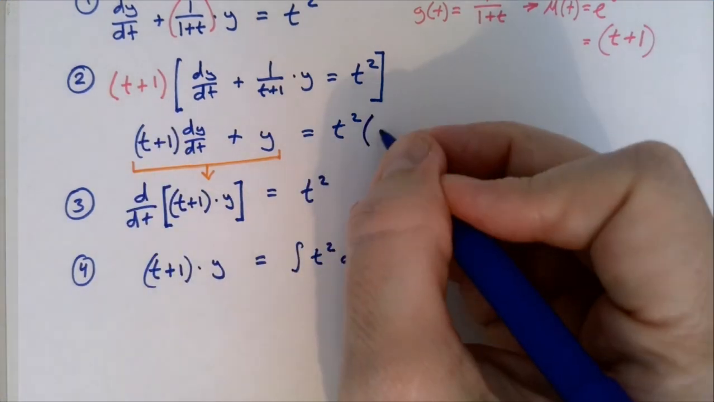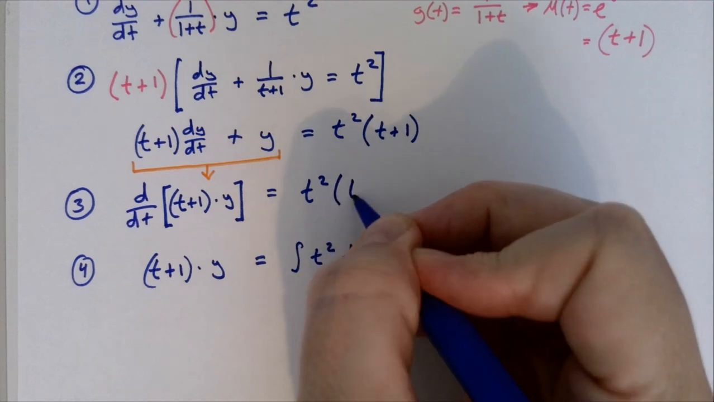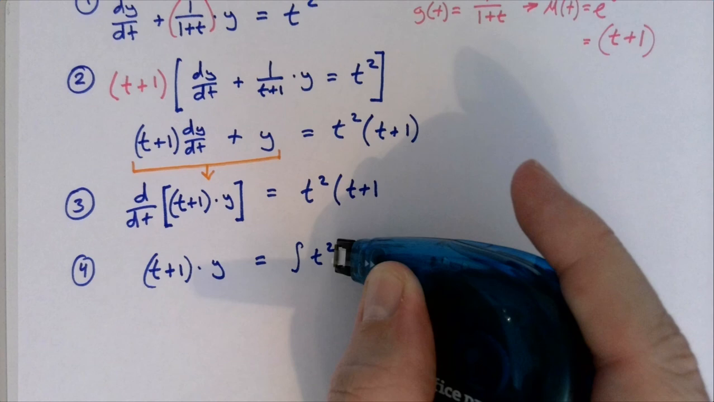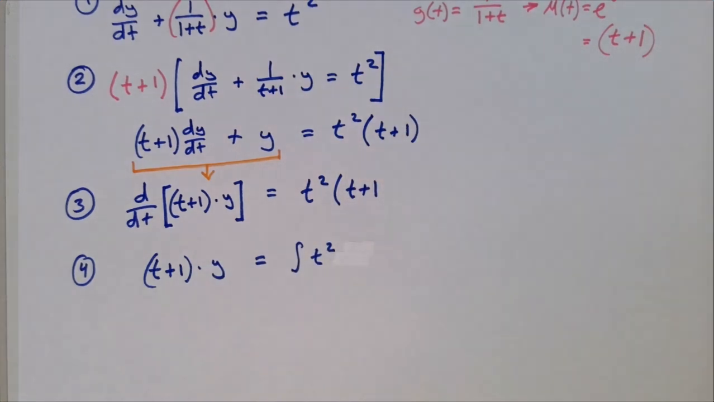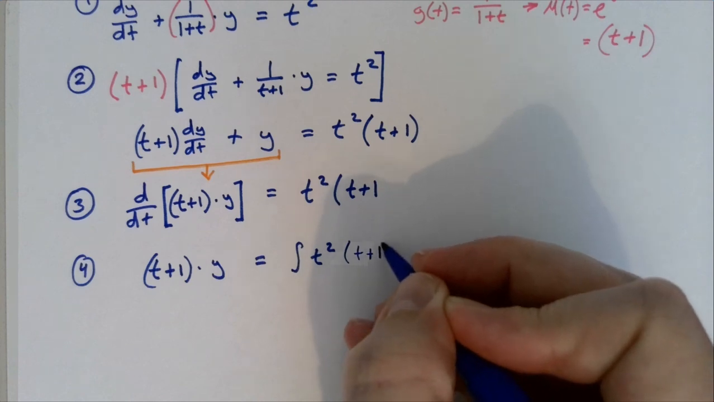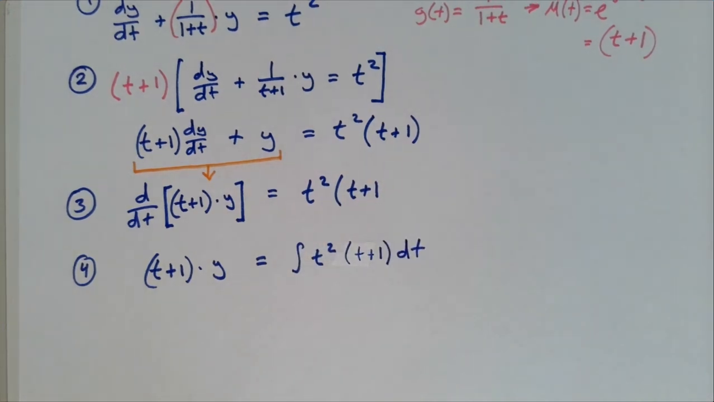Right here, it's t squared times t plus 1. This is times t plus 1. And inside that integral, it's times t plus 1. At least we caught it. But it happens, right? And if you did, you get to the end and you'd check your answer and you'd find out, oh, that doesn't work. I must have screwed up somewhere.